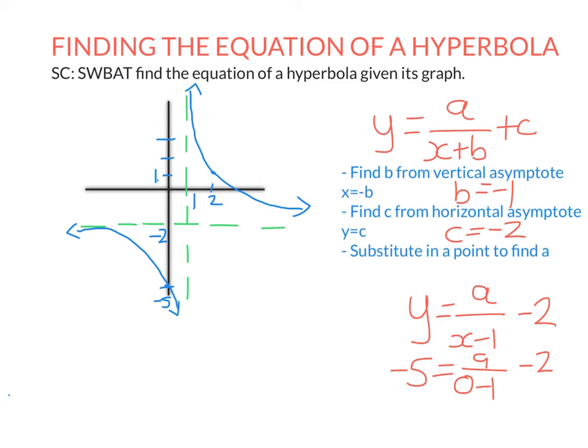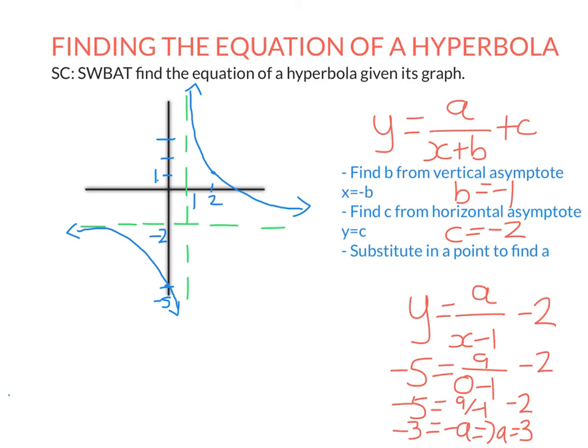So of course 0 minus 1 just gives me minus 1. So we have minus 5 equals a over minus 1, minus 2. So let's add 2 to both sides. Of course, a over minus 1 is just minus a, and that just leaves us with a is equal to 3. So we know we've done something right here because this hyperbola was in the first and third quadrant, so we must get a positive value for a.